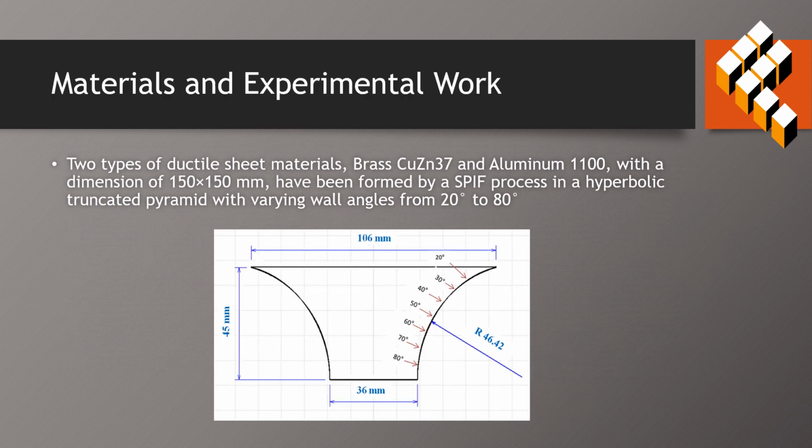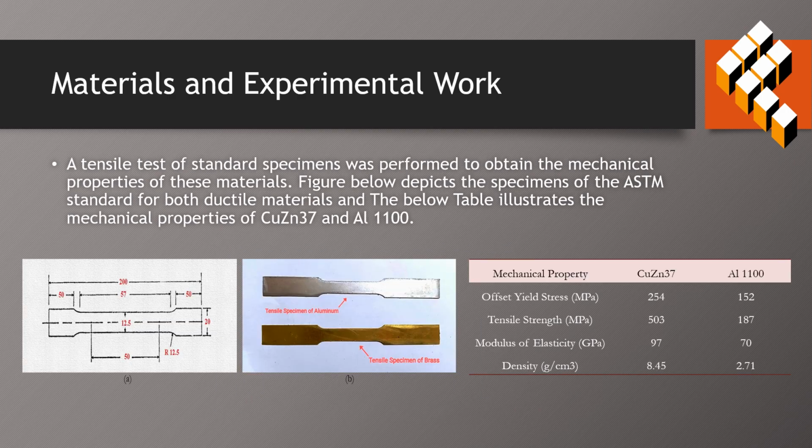Two types of ductile material with dimensions of 115 by 115 mm have been formed into a hyperbolic truncated pyramid with varying wall angle. A tensile test of a standard specimen was performed to obtain the mechanical properties of these materials.